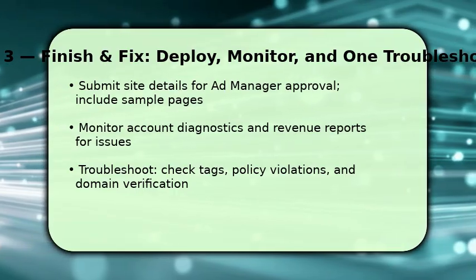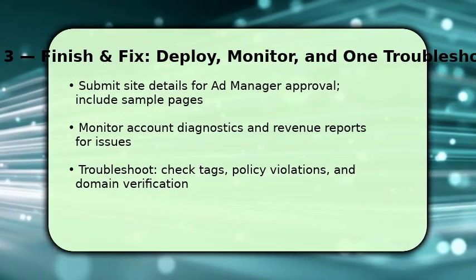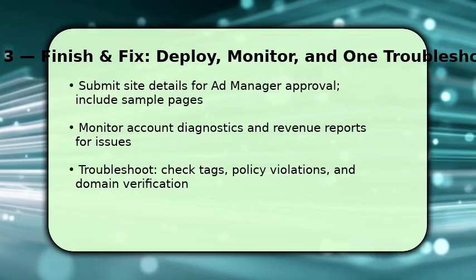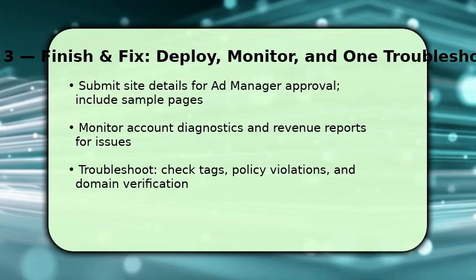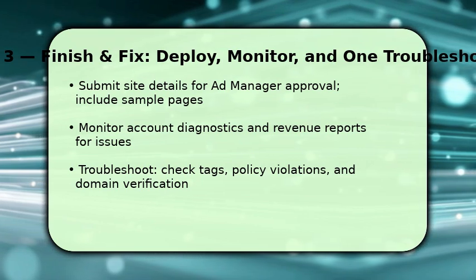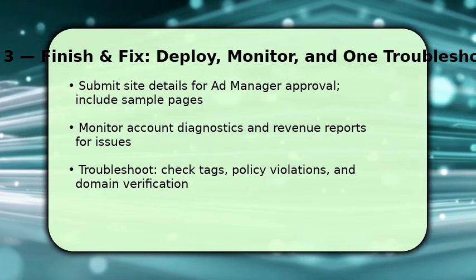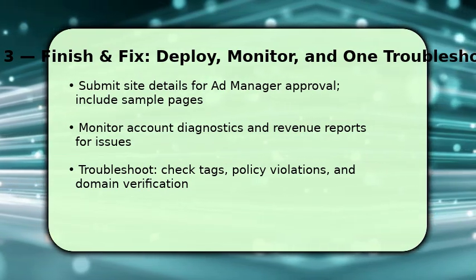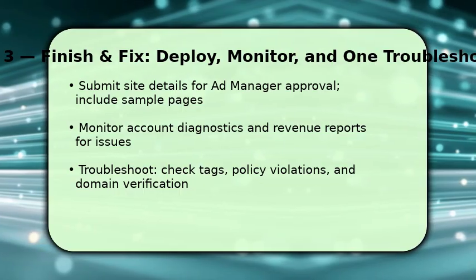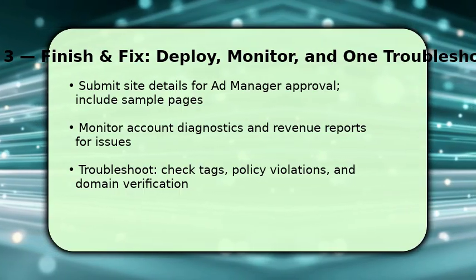If approval is delayed or ads don't serve, first recheck tag deployment and domain verification, then review policy compliance for content or ad placements. Finally, use publisher support or community forums if needed, but document changes and tests so you can show reviewers exactly what was fixed.